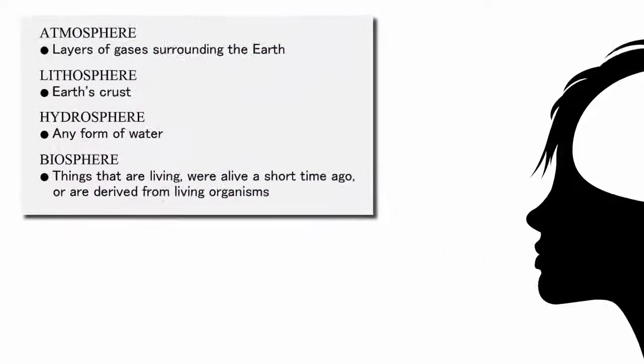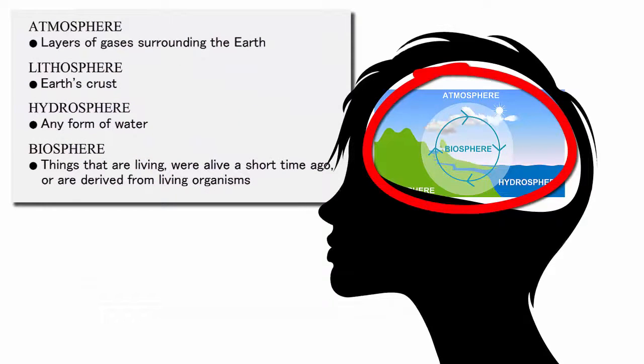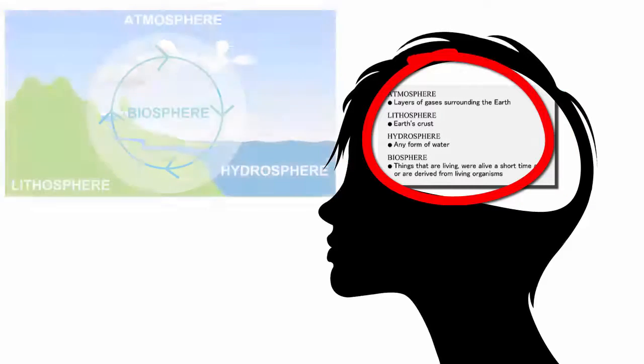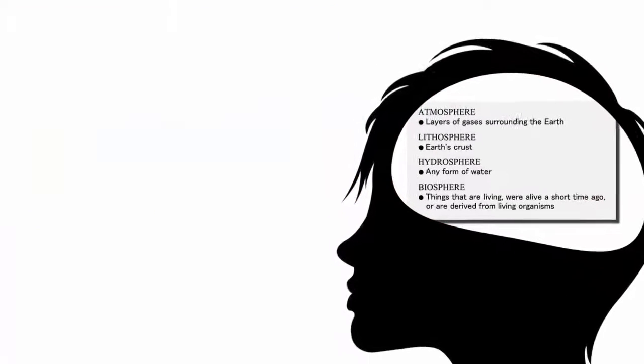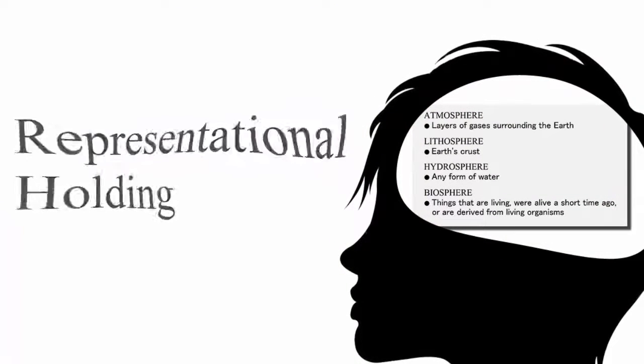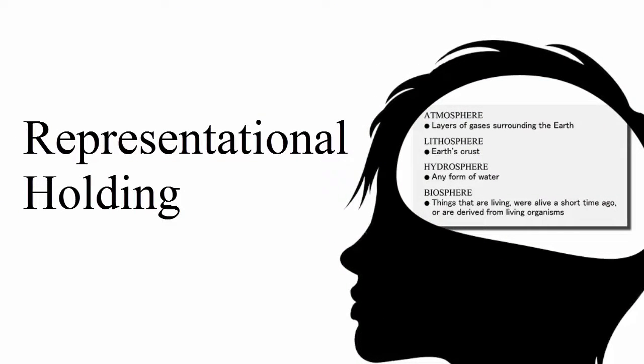You are forced to hold this image in your mind while attending to this information. Or hold this information in mind while looking at this picture. This act of mentally holding information is called representational holding, and it's cognitively demanding and interferes with the deeper learning of the material being taught.